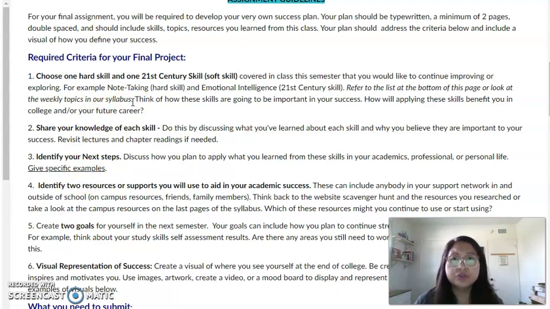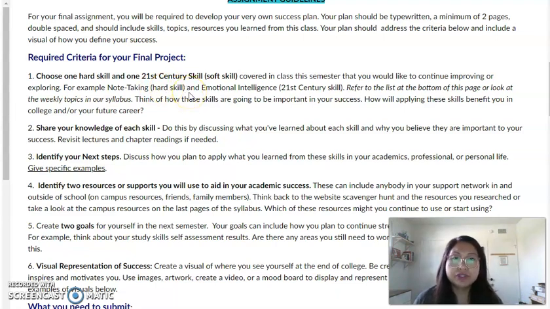And I want you to choose 1 of each that you would like to continue improving on, or maybe even exploring if you want to learn more about it. So for example, a hard skill could be note-taking, and your 21st century skill could be emotional intelligence.